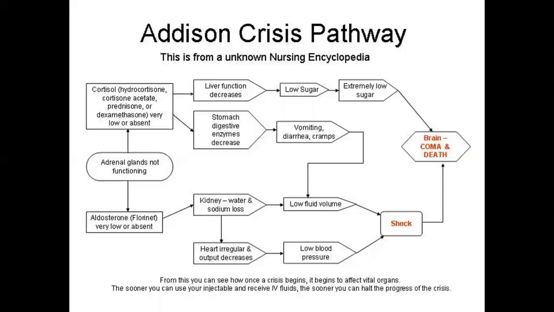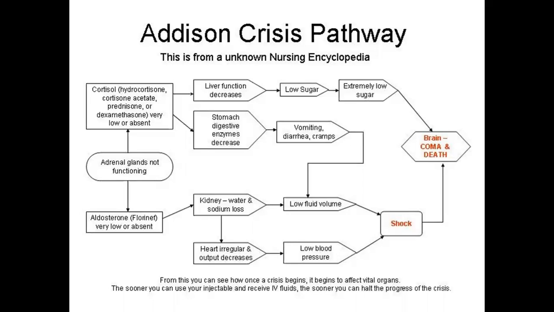And if you go to cortisol, which peripherally may be converted to hydrocortisone, cortisone acetate, prednisolone, or dexamethasone, it is very low or absent. Now, cortisol is low, so liver function decreases and stomach enzymes decrease. Decreased liver function leads to low sugar, and extremely low sugar leads to symptoms of hypoglycemia: weakness, sweating, palpitation, and sometimes fits and unconsciousness. Decreased stomach digestive enzymes lead to vomiting, diarrhea, and cramps. And this leads to low fluid volume, dehydration, hypotension, and shock.